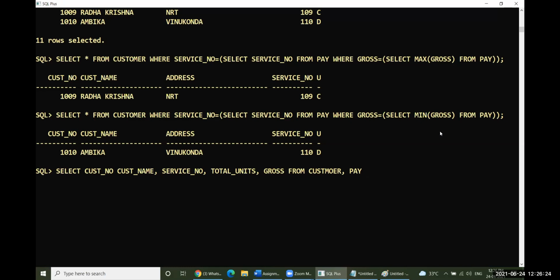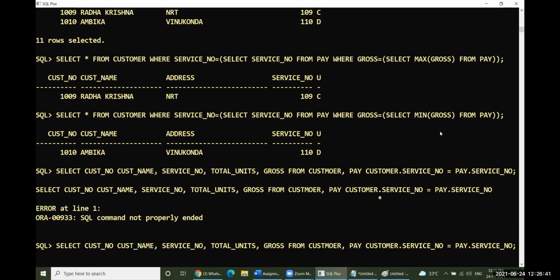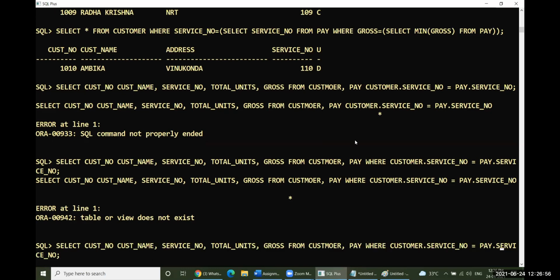So therefore, customer dot service number is equal to PAY dot service number. Okay, semicolon. What is that? Command is not... the where clause has been missed here. Where clause is missed. Where CUSTOMER.